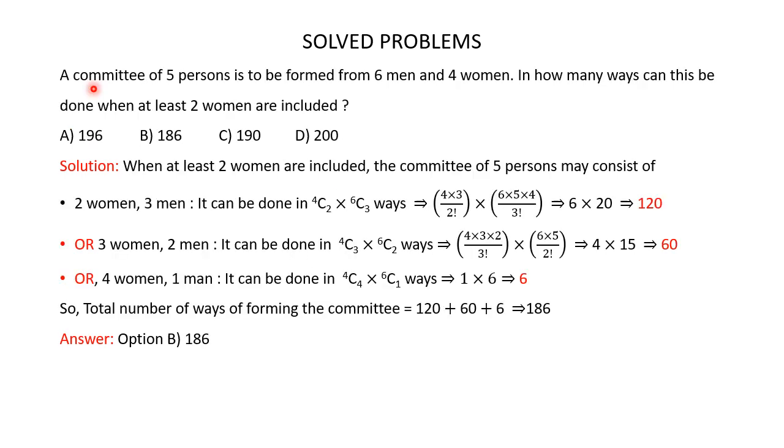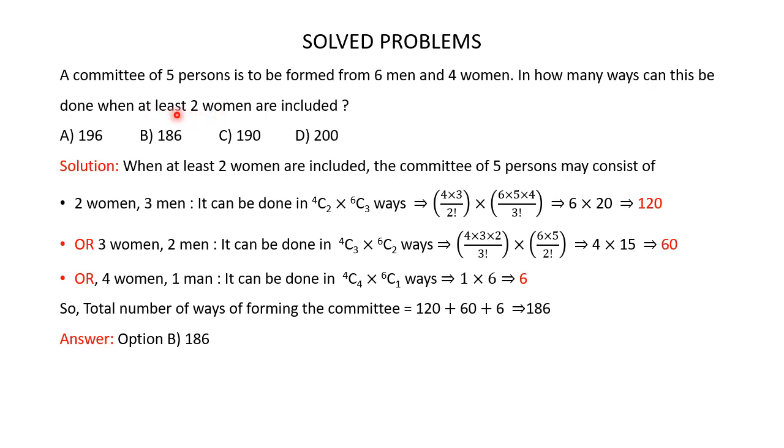A committee of 5 persons is to be formed from 6 men and 4 women. In how many ways can this be done when at least 2 women are included? Here you are given 4 options and you have to find out which of these options is the correct one. So here a committee of 5 persons is to be formed from 6 men and 4 women, and the committee should consist of at least 2 women.